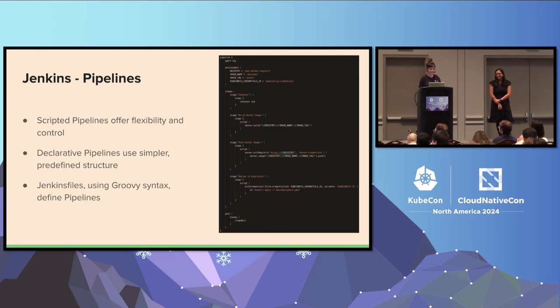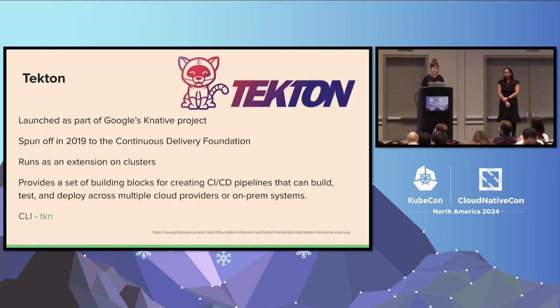So let's take a look at our next tool, Tekton. Tekton launched as part of Google's Knative project and originated as the build system for the Knative serverless workload platform. It was later converted into a standalone project and donated to the Continuous Delivery Foundation in 2019. Tekton runs as an extension on your clusters and provides a set of reusable components for creating your pipelines. You create and run tasks in YAML, and you can manage runs using its CLI, tkn. It also has a GUI dashboard you can interact with.